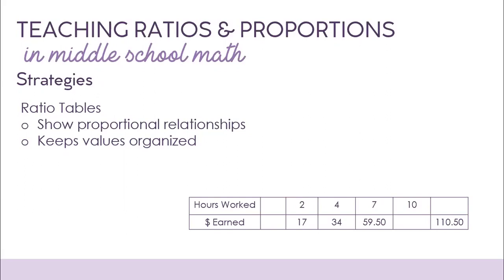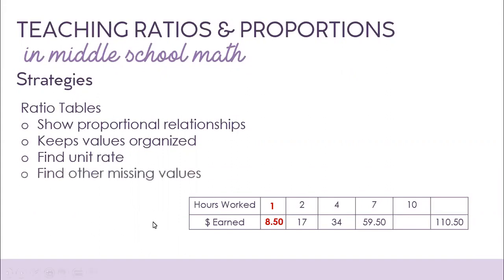And if we look at this and we see somebody is making $17 for 2 hours, we could use the ratio table to find the unit rate of $8.50 per hour. So they're working 1 hour, they make $8.50. And then we could use it to find other missing values. So if we want to know how much they earned for 10 hours of work, once we've got that unit rate, then we can find that they multiply by 10 and we find that they have made $85 for 10 hours of work. Or if we want to figure out how long they worked for $110.50, then we can divide and find that they would have to work 13 hours.